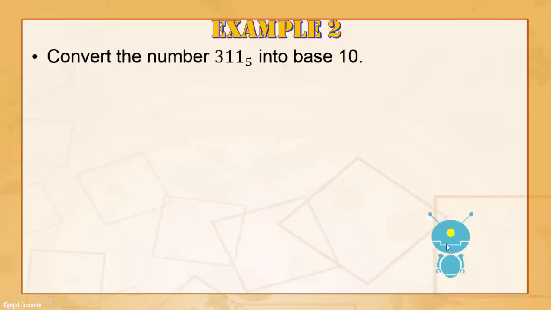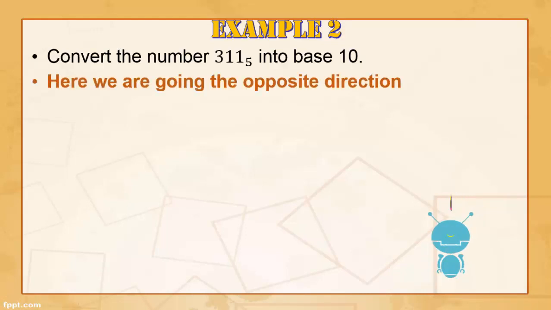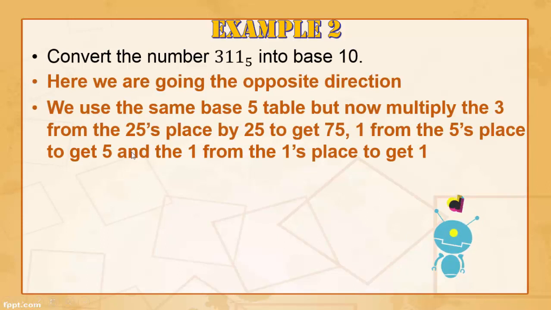So to summarize what we just did using the table, we were going in the opposite direction. So here we use the same base 5 table that we used in example number 1, but now we multiply the 3 from the 25's place by 25 to get 75, the 1 from the 5's place to get 5, and the 1 from the 1's place to get 1.